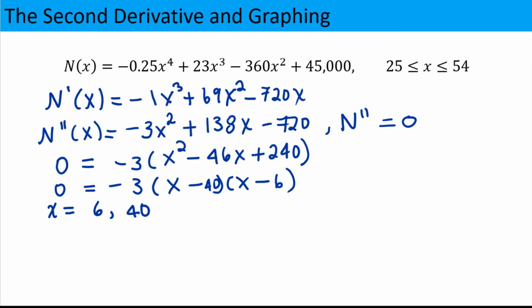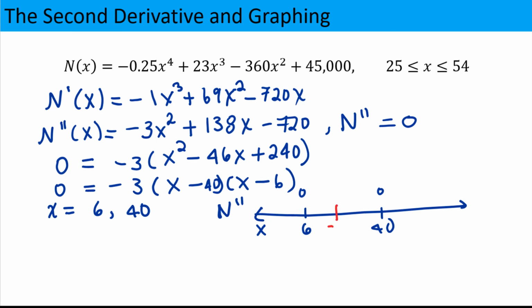Now we need a sign chart, number line for the second derivative. And this gets interesting because one of the numbers is 6. When x is 6, the second derivative is 0. And when x is 40, the second derivative is 0. However, we have a domain restriction. That domain restriction says we can only consider values between 25 and 54, so we don't have to pay attention to the values that are not in the interval between 25 and 54.